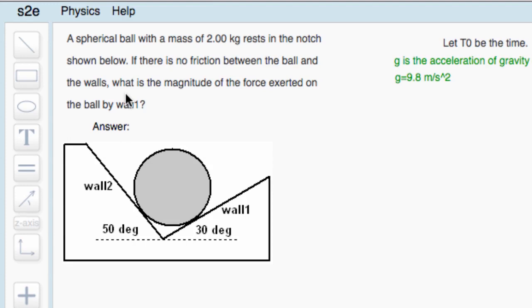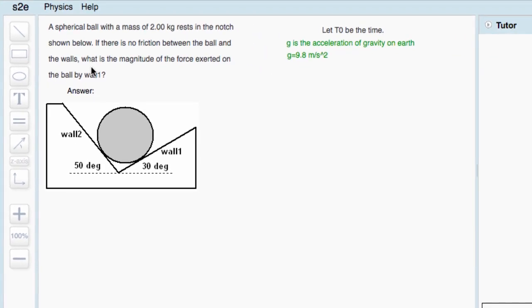We have a ball at rest. Two walls that are holding it in place are exerting forces on it. It weighs 2 kilograms, and we're supposed to find the magnitude of the force exerted by wall 1. Like we did before, we want to just start enumerating the bodies. We want to put all of the information that we get from the picture down on this canvas, just like we would on a piece of paper.